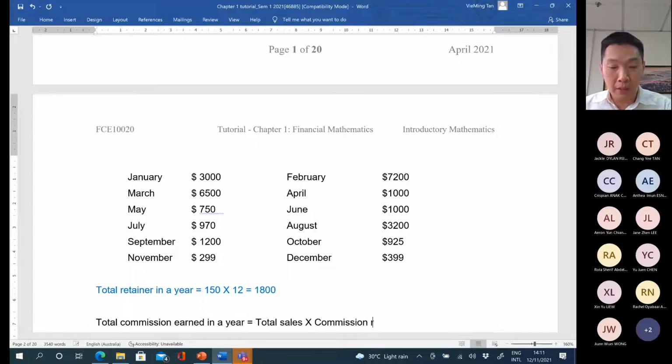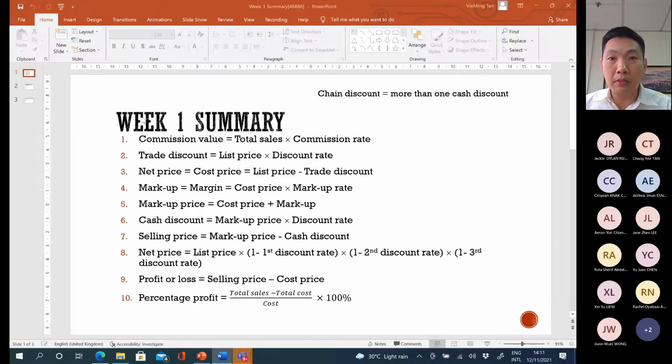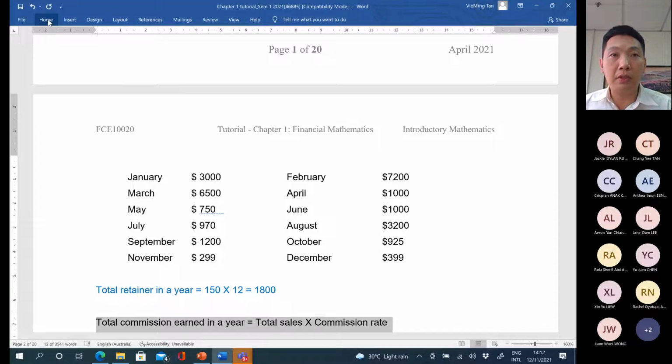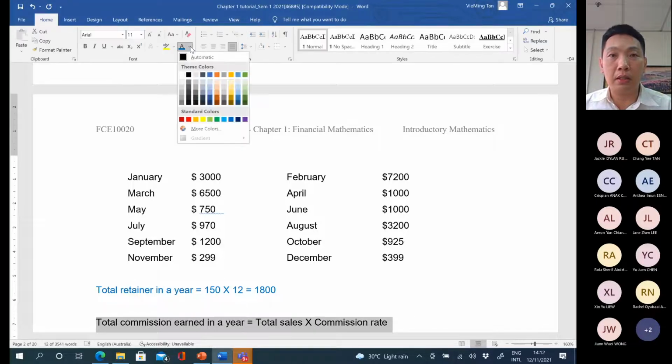If you cannot recall, please refer to the lecture notes. If you cannot recall, then you just go back to here and check again. All right. So the commission should be equal to total sales multiplied by commission rate. Okay. So use this formula, the first formula. Maybe I use a different color so that we can differentiate this. So this one I can use maybe green color.